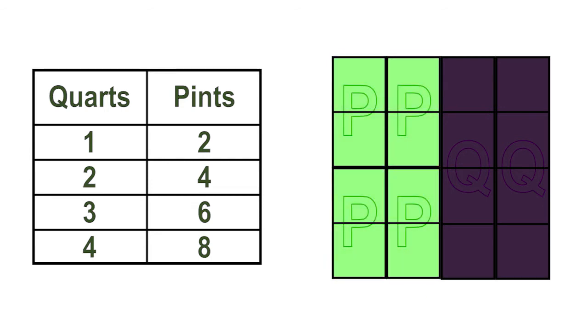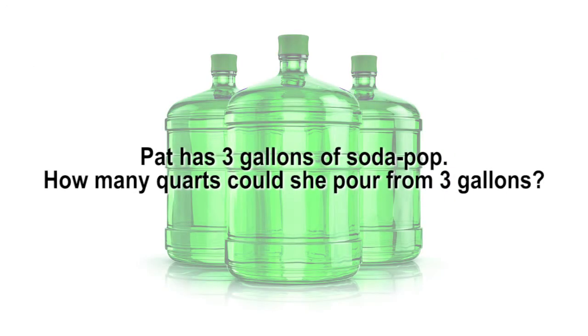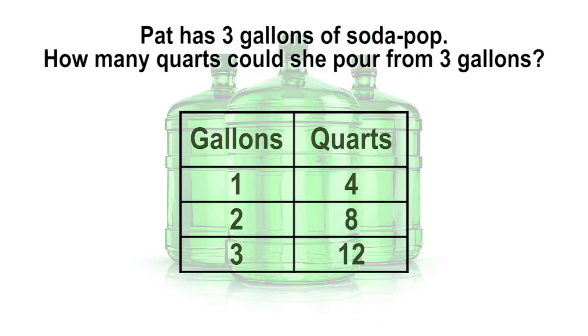Students should be able to convert from a larger unit of volume to a smaller unit in word problems using models and 2-column charts if needed. For example, Pat has 3 gallons of soda pop. How many quarts could she pour from 3 gallons? If we create a 2-column table, we can determine the number of quarts in 3 gallons. We find that there are 12 quarts in 3 gallons.